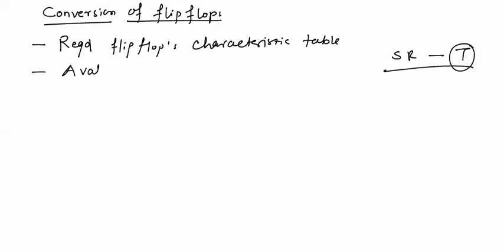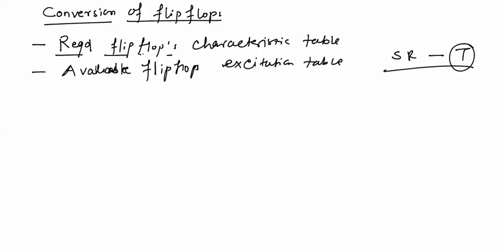Next, the available flip-flop's excitation table. If both these required things are known to us, a flip-flop can be converted into another flip-flop.